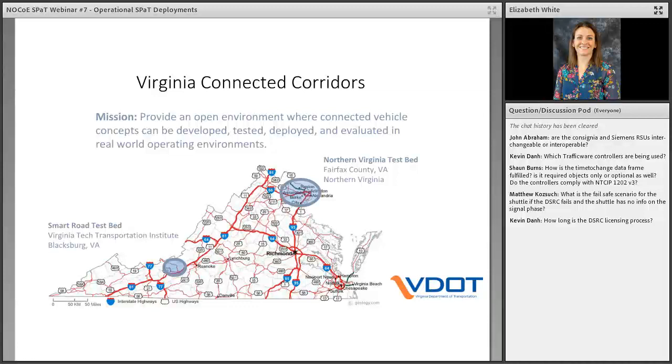And VTTI has partnered with VDOT on this deployment, and our mission, as you can see here, is to provide an open, connected vehicle environment where technologies and concepts can be developed, tested, deployed, and evaluated in a real-world operating environment.